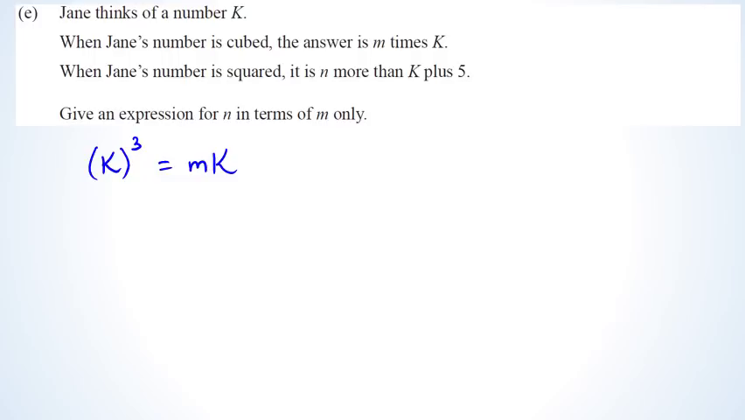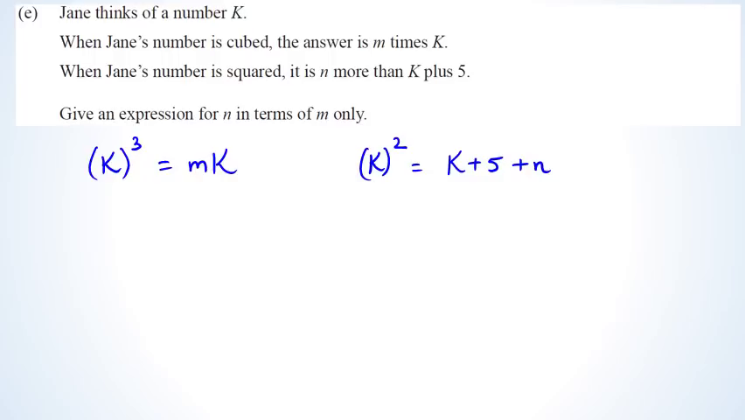Then the third line, it says when Jane's number is squared, so I've got Jane's number, which is k, and it's squared, it is n more than k plus 5. So k plus 5 would look like this. And if it's n more, it's going to be another n put together.